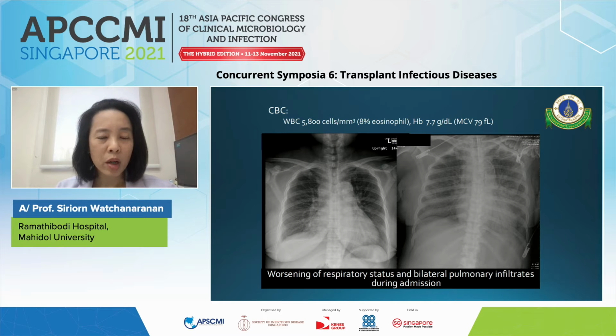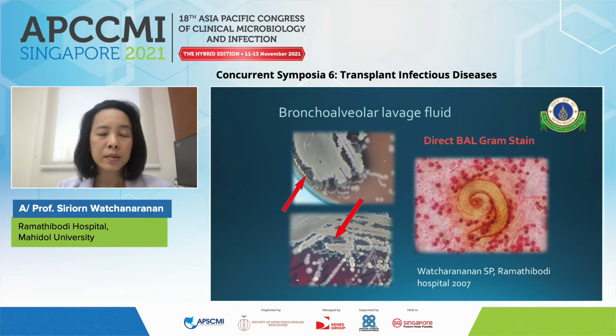Before the bronchoscopy, X-ray showed that she had pulmonary infiltrates on the right-hand side. The left-hand side is her X-ray as baseline. You can see that she had bilateral pulmonary infiltrates during the admission. Next slide. So this is her bronchoscopy, and this is the direct Gram stain of her BAL. On the right side, you can see there's larva there.